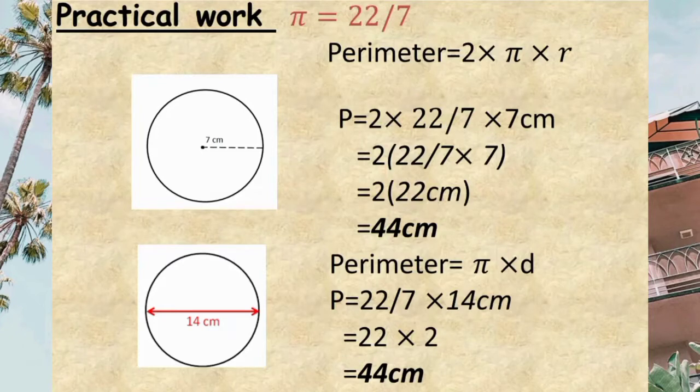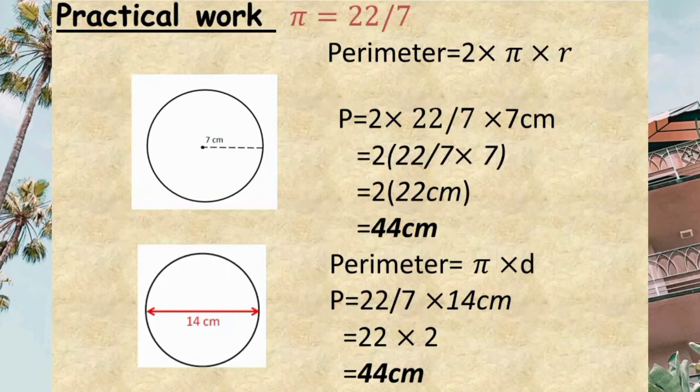So guys, that's all you have to do to find the perimeter when you're dealing with diameter. Now let's just do a quick recap of our working. So first we multiply our pi 22/7 times our diameter 14 centimeters, and we get 22/1 times 2, and we get a perimeter of 44 centimeters.